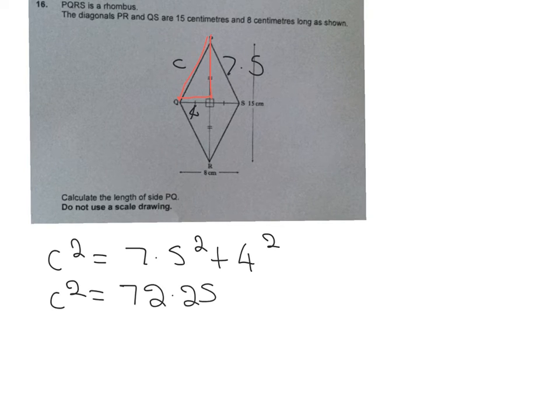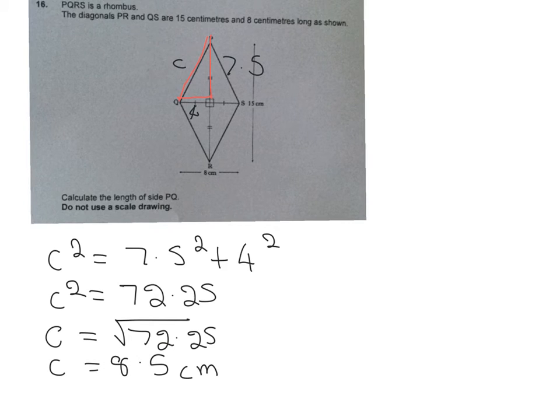Now again, we're going to use Pythagoras' theorem. We can see that the side that we want to find is opposite the right angle, therefore it's the longest side. So we'll call that C. So C squared is equal to 7.5 squared plus 4 squared. Therefore C squared is equal to 72.25. But we don't want C squared, we want C, so we need to undo it using square root. So C is equal to the square root of 72.25, which is 8.5 centimetres, and that's done.